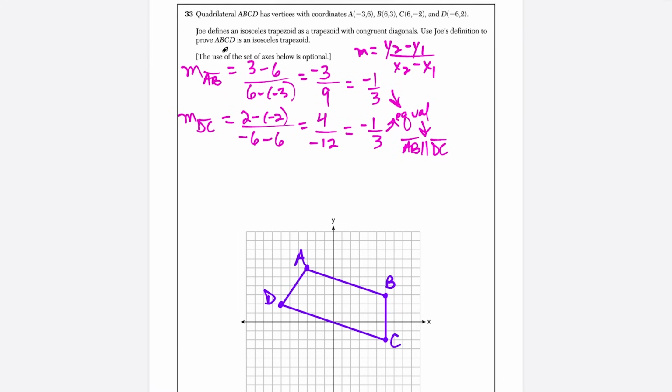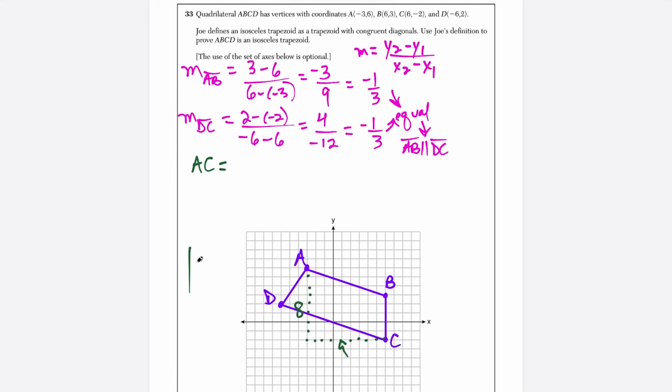But now we're going to use Joe's definition here. We're going to target the diagonals. We're going to find the length of those line segments. So here I'm going to find the length of diagonal AC. And for this one, I could use the graph. I could count the rise over run. So we're going down 1, 2, 3, 4, 5, 6, and then we have 7, 8. Okay, so we're going down 8 over 1, 2, 3, 4, 5, 6, 7, 8, 9. So I'm going down 8 over 9.